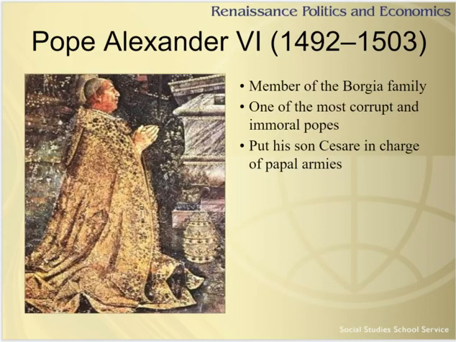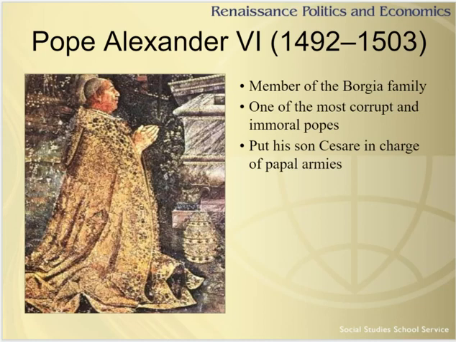Let's talk about Pope Alexander VI. Rodrigo Borgia became Pope Alexander VI by bribing several cardinals to vote for him. Famous for being one of the most corrupt and immoral popes in history, Alexander not only had a mistress and threw scandalous parties, but he also sold church offices and confiscated property from cardinals and nobles in order to enrich himself.